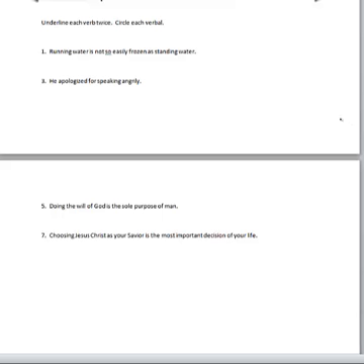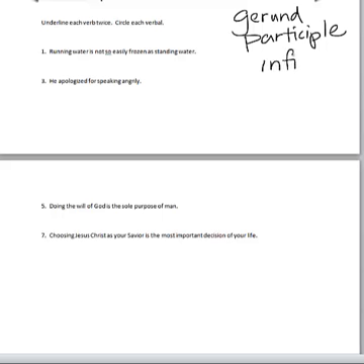We're not just talking about infinitives anymore. We're talking about all three kinds of verbals. So the three kinds of verbals are gerund, participle, and infinitive, which we just talked about. Now you've already done exercises A and B, which talk about participles and gerunds. And now we're putting it all together.